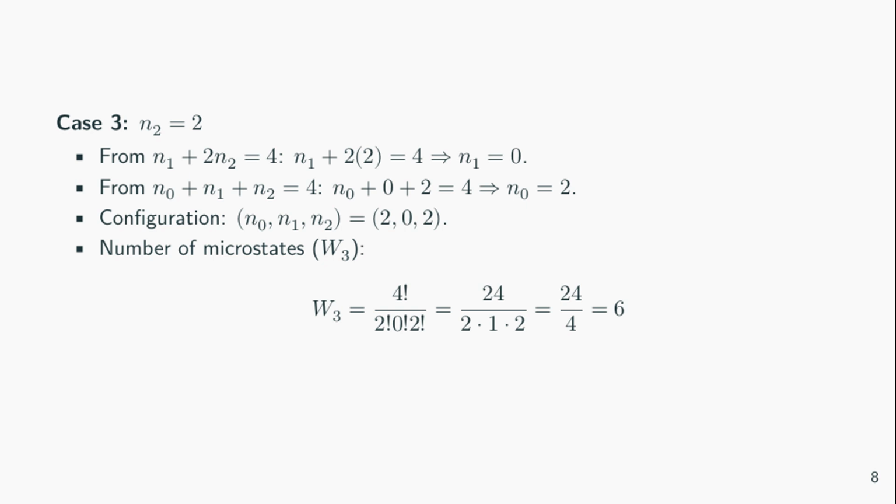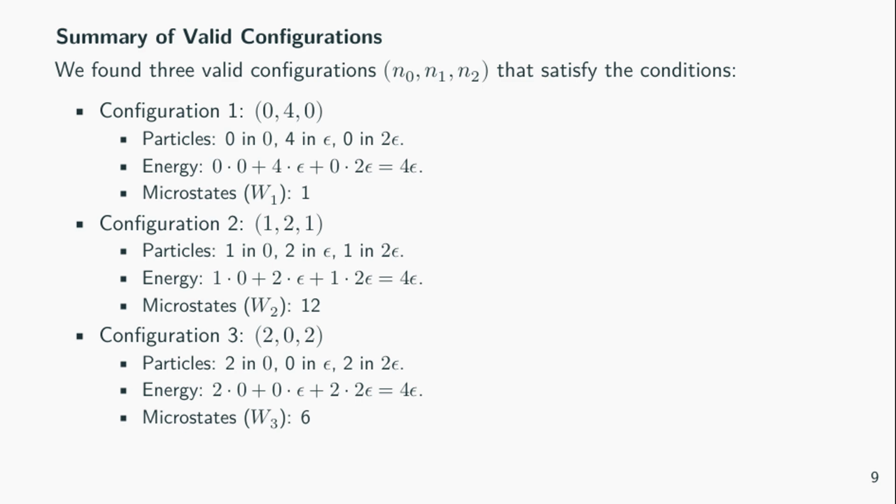Finally, let's consider case 3, where n2 equals 2. From the energy equation, n1 plus 2 times 2 equals 4. So n1 plus 4 equals 4, meaning n1 must be 0. Using the particle conservation equation, n0 plus n1 plus n2 equals 4. Substituting, n0 plus 0 plus 2 equals 4. So n0 plus 2 equals 4, meaning n0 must be 2. Our third valid configuration, n0, n1, n2, is 2, 0, 2. Let's calculate the microstates for this configuration, W3. W3 equals 4 factorial divided by 2 factorial times 0 factorial times 2 factorial. That's 24 divided by 2 times 1 times 2, which is 24 divided by 4. So W3 equals 6.